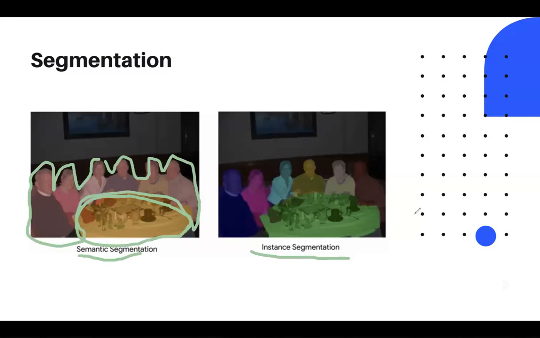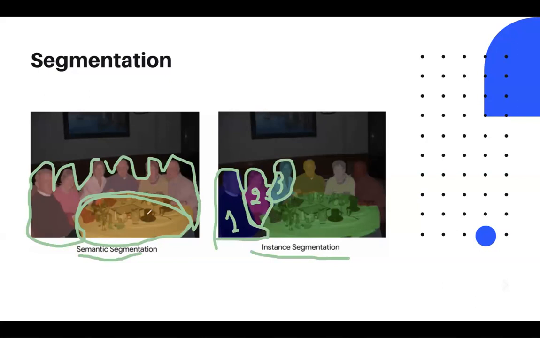Whereas for instance segmentation, we don't just care about the class, but we care about each individual instance of that class. So this is a human. This is human number one. This is a completely different human of the same class, which is human, right? This is an instance of class human. This is another instance of class human. This is a third instance of class human. So we are differentiating them.